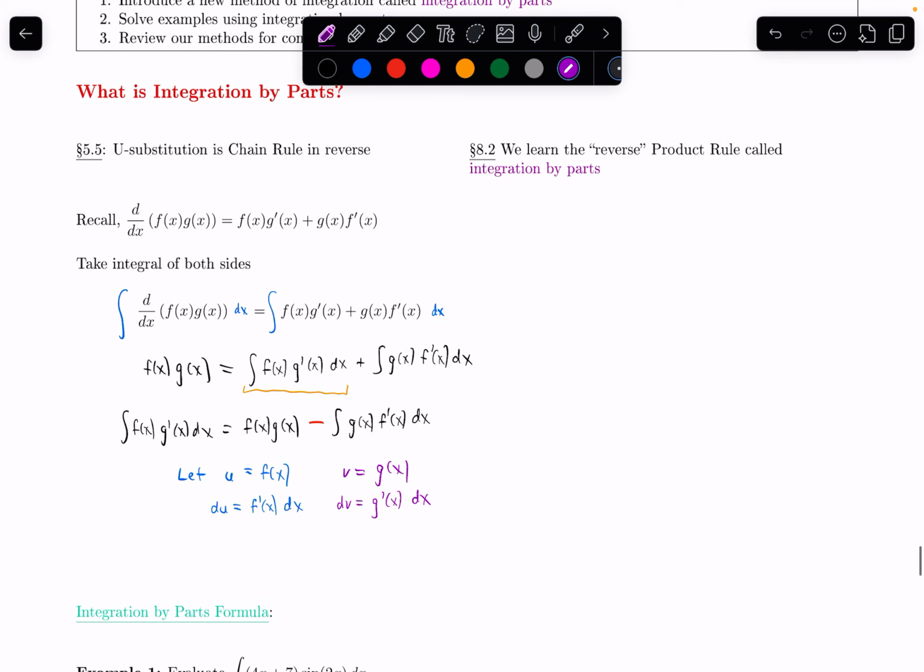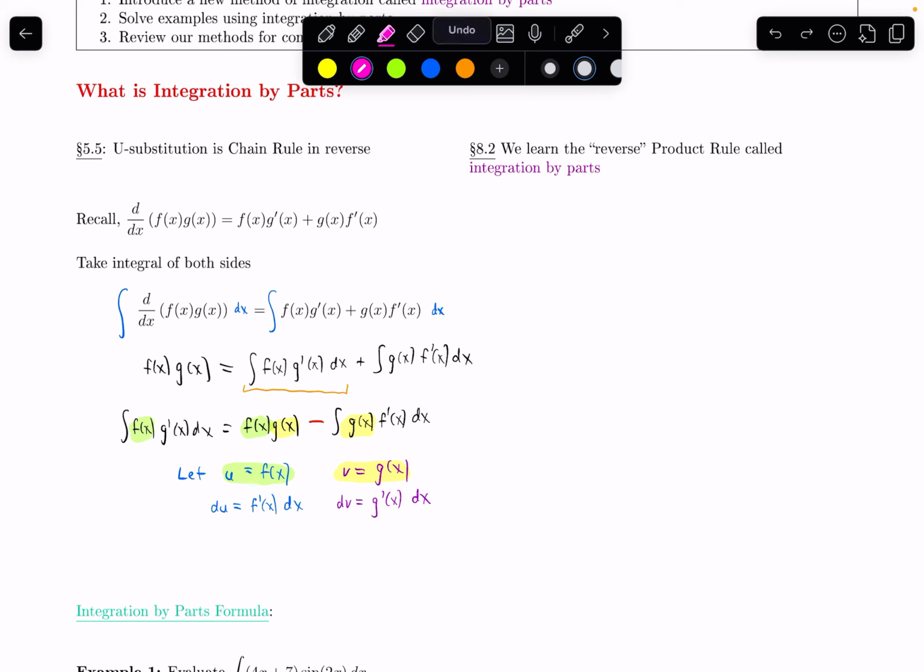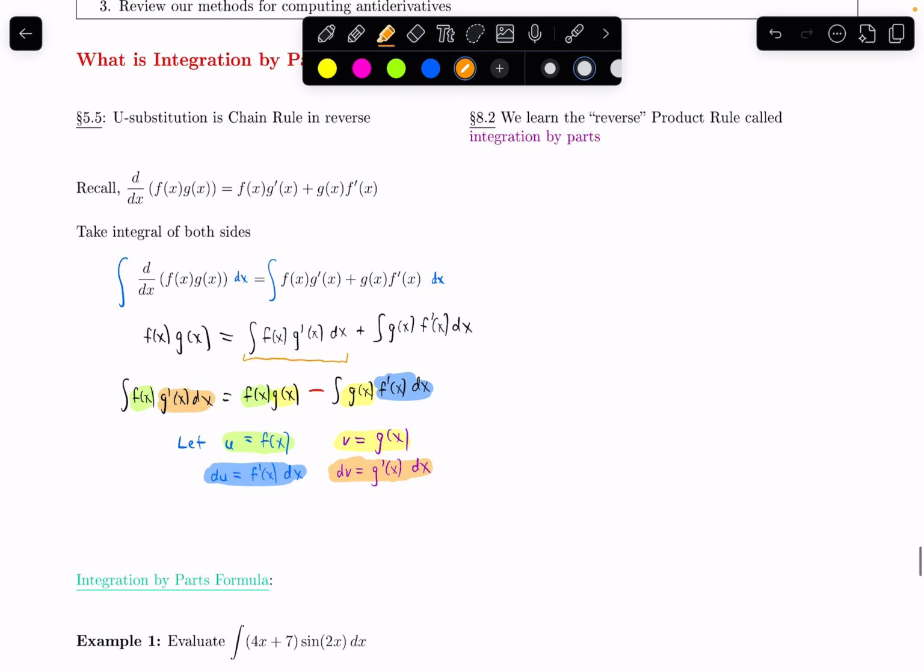And now if I make this substitution, I'm going to highlight the matching parts. So where do I see f of x? I see it here, and I see it here. Okay. Where do we see g of x? So g of x, I'm calling it v. Well, I see that here and here. And then what about these other parts? So for du, which is f prime of x dx, maybe let me pick a different color. du is f prime of x dx. I see that here, that's du. And then finally, my dv, g prime of x dx, that is over here.